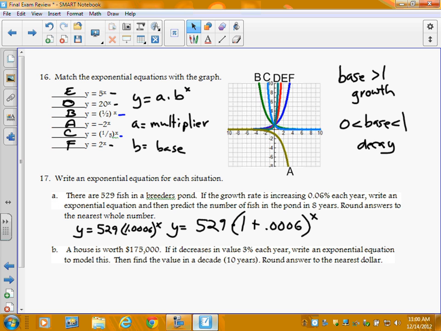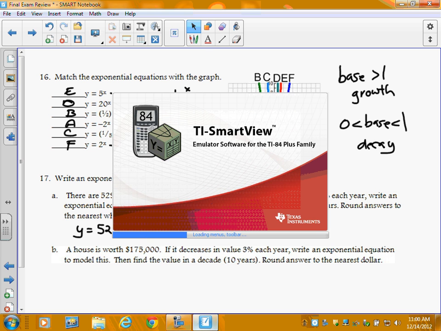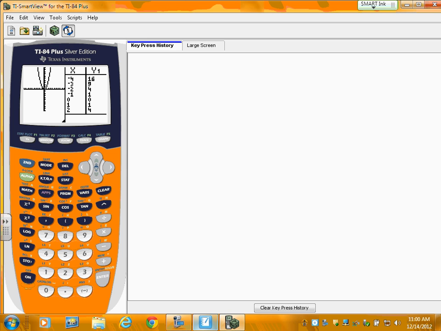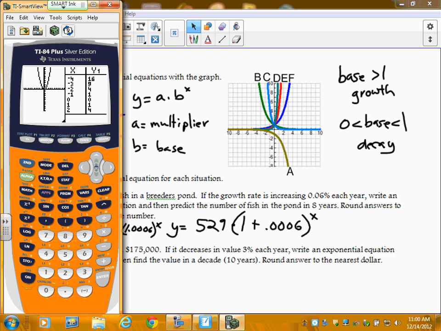All right, now just put into your calculator 529, 1.0006, and then either the up caret or the little y to the X button. Some of you that have the smaller calculators, you just have to hit a y to the X button.